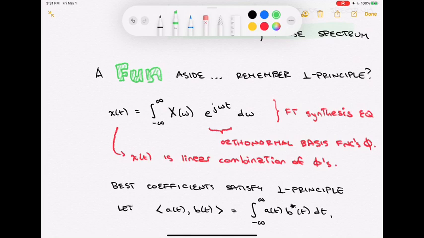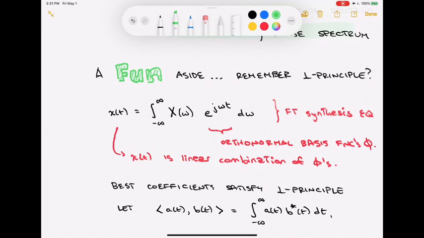I'm just going to say as a fun aside, I'm not going to go through every last detail on this, but since we had spent so much time talking about the orthogonality principle before, let's take a look at how the orthogonality principle could have handled this guy. So as a fun aside, we're going to derive the Fourier transform using orthogonality.